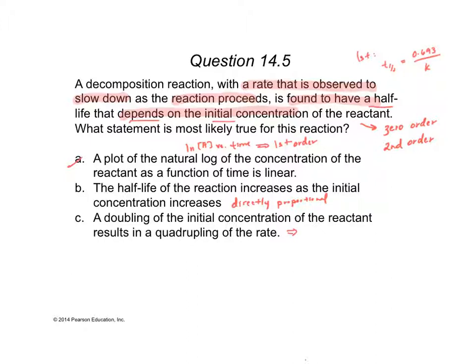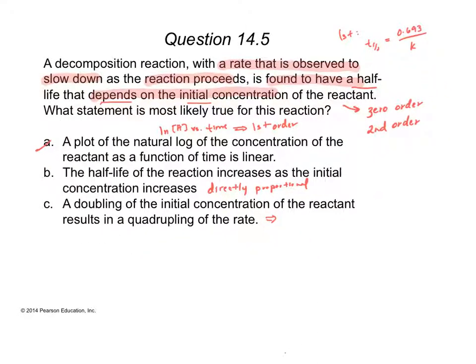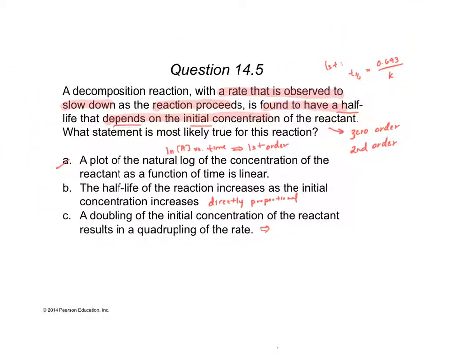And then C says a doubling of the initial concentration results in a quadrupling of the rate. So this is just going back to the rate law. Rate is equal to k[A]^n. So with respect to orders, which order would you expect to see a quadrupling of the rate when you double the initial concentration? Okay. So the answer is either B or C, but I'm going to have you figure out which one it is. Okay.